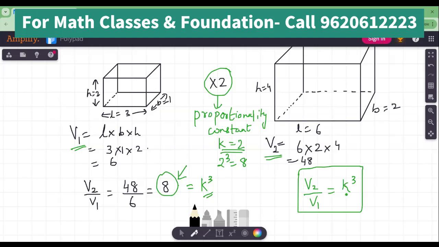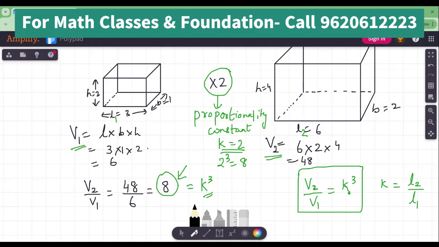One thing we must always remember is that K is given by the second shape's length divided by the first shape's length. Only then is V2 by V1 equal to K cubed. That means this is L2, this is L1, and L2 divided by L1 is 2. So K is 2, and that is how V2 by V1 becomes K cubed, that is 2 cubed, 8.